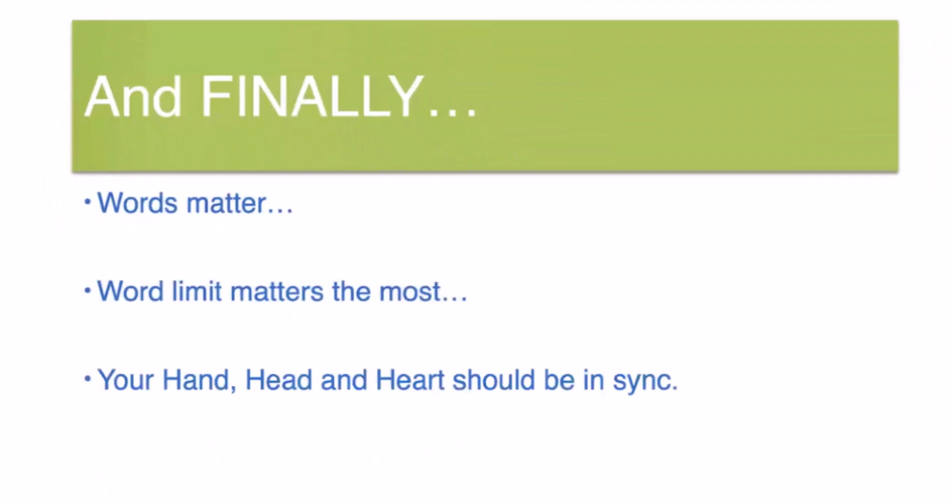Okay. Your hand, head, and heart should be in sync. That is the last piece of suggestion. If your mind is thinking something, your heart holds something else, and your hand is writing something entirely different, then obviously it is going to reflect in the answer and in the ultimate score that you get. That is all from my side.